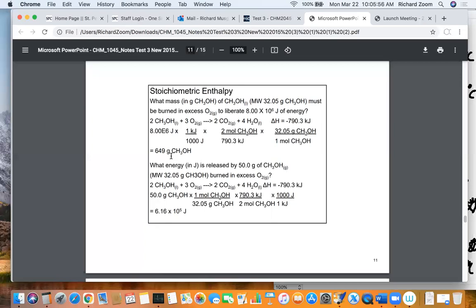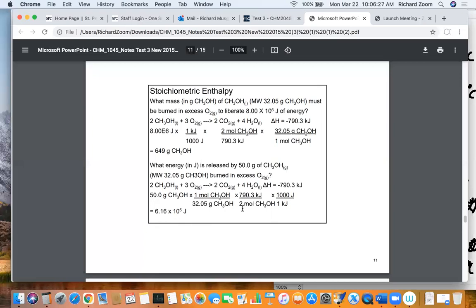So we can also do the reverse of this problem. What energy in joules is released by 50.0 grams of methanol? We know what the molecular weight is because we can add it all up. It's actually given to us in the problem as well. But the first thing we want to do is figure out how many moles of methanol we're starting with. That's why we've got 50.0 grams of methanol times 1 mole of methanol over 32.05 grams of methanol.